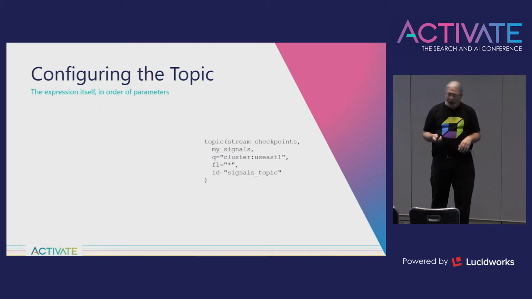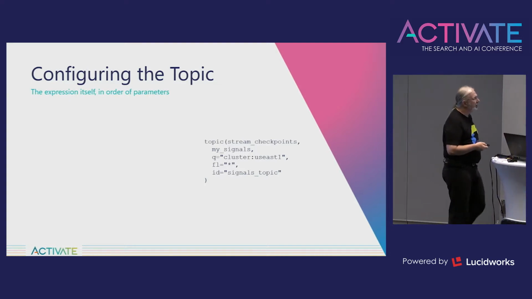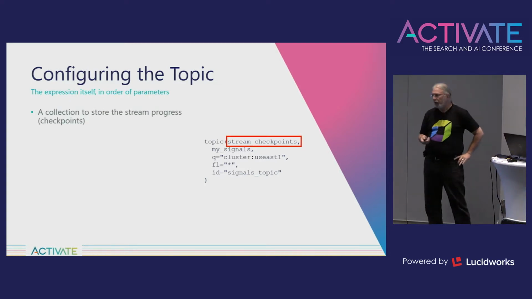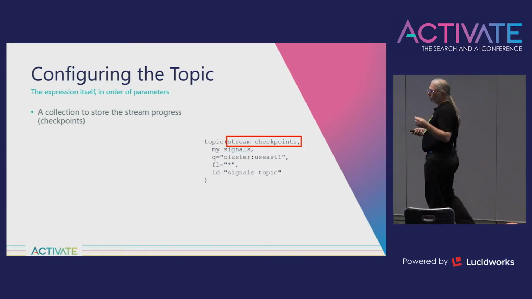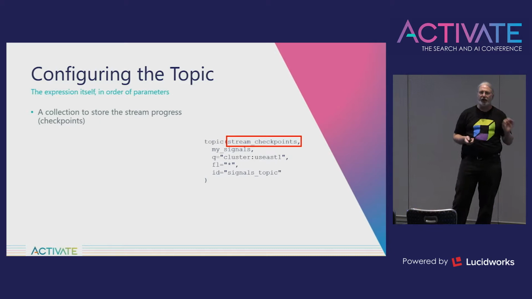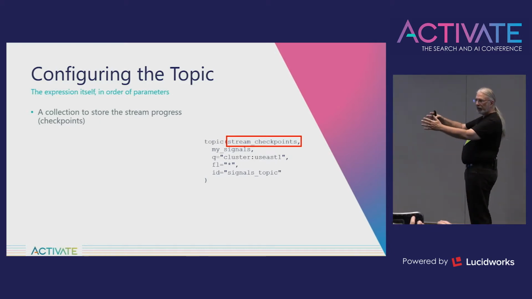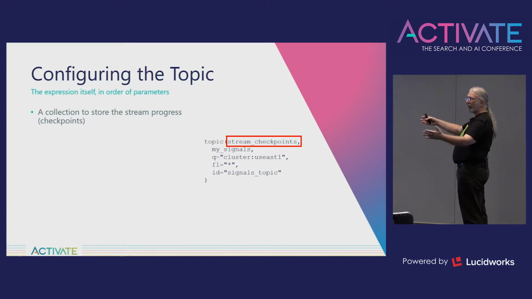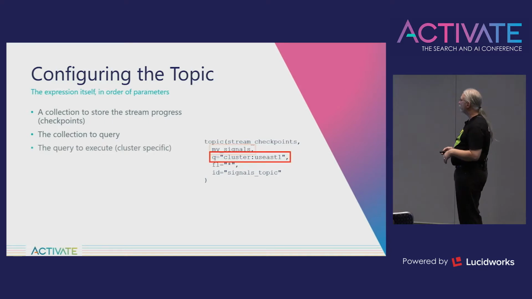So this is what the topic looks like. And it doesn't look like a very interesting piece of code, but it actually does a fair amount. The first parameter is stream checkpoints. This is the collection where the stream is going to store its progress, because it's only grabbing the latest set of signals from the last execution. This is the checkpoint that lets you do that. We have a collection to query. I'm just going to use my signals, something underscore signals, as is typical in Fusion.